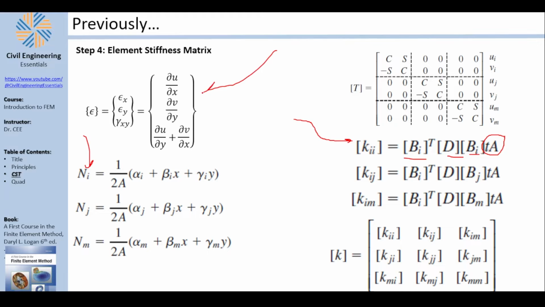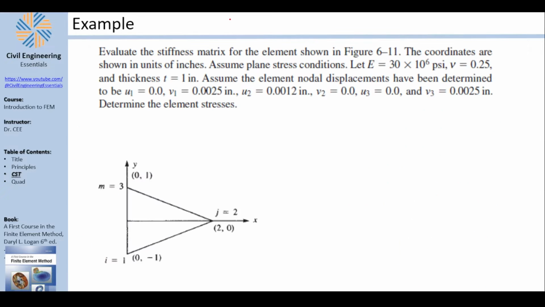So this is, in a nutshell, what we were talking about in previous videos. We had the strain, we had the shape functions, we have the transformation matrix, and we have the local stiffness matrix. The example we have here is taken out of Daryl L. Logan's First Course in the Finite Element Method. In this example, he wants us to find the stiffness matrix and determine the element stresses. He gives us nodal displacements, assuming that those are in the local direction, and he gives us the elastic modulus, Poisson's ratio, thickness, and so on.